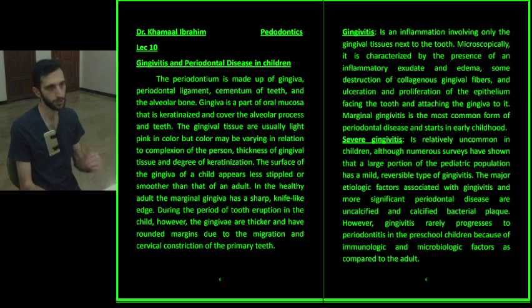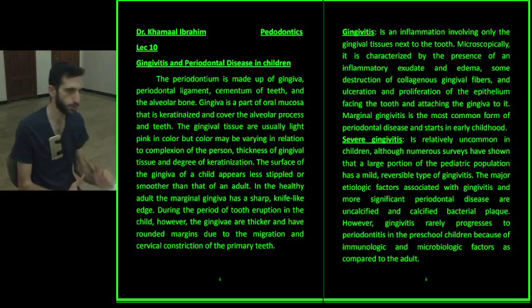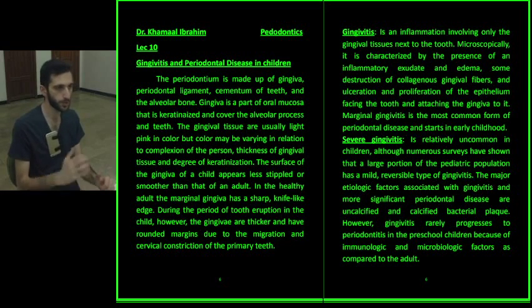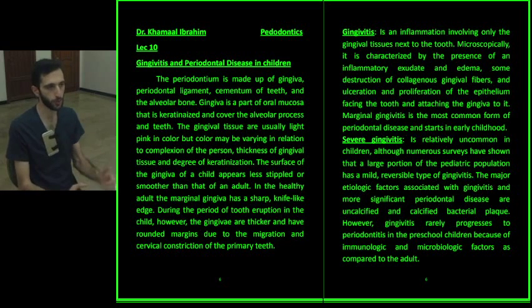of the gingiva. Marginal gingivitis is the most common form of periodontal disease and starts in early childhood. Again, what is the most common form of periodontal disease? The answer is marginal gingivitis, and marginal gingivitis starts in early childhood. Severe gingivitis is relatively uncommon in children, although numerous surveys have shown that a large portion of the pediatric population has a mild, reversible type of gingivitis.